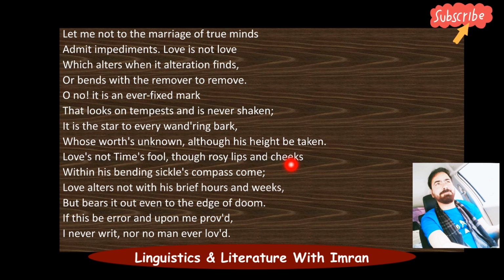And as I told you, we have iambic pentameter, like: Let me not to the marriage of true minds. You can see, let me, this is the first foot. Not to, the second foot. The mar, the third foot. Riage of, the fourth one. True minds, the fifth one. So we have 5 feet, 10 syllables, unstressed, stressed, unstressed, stressed, and so on.